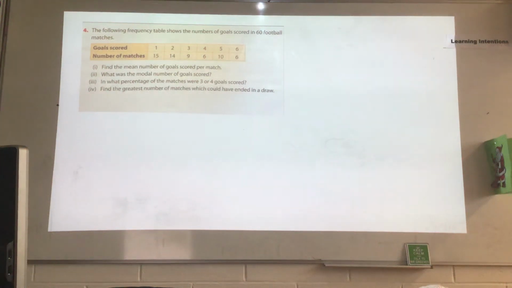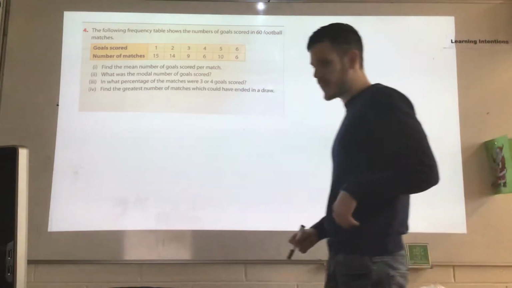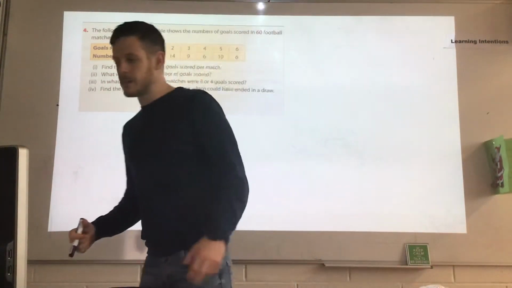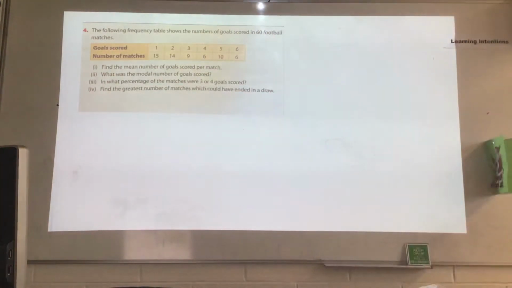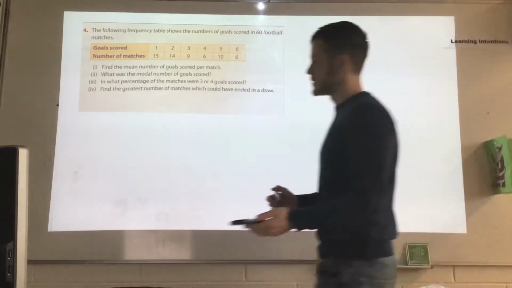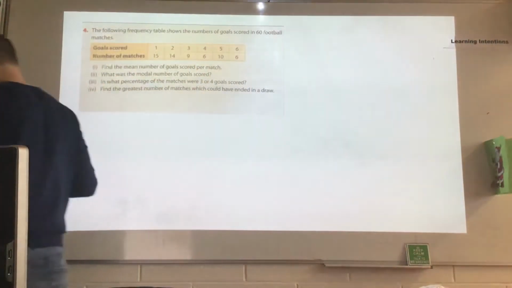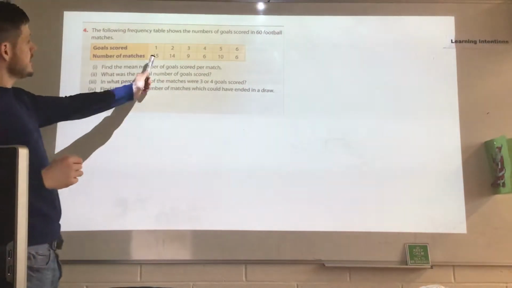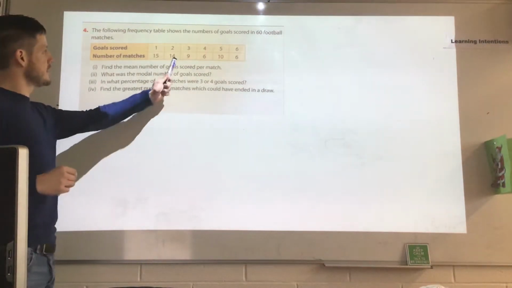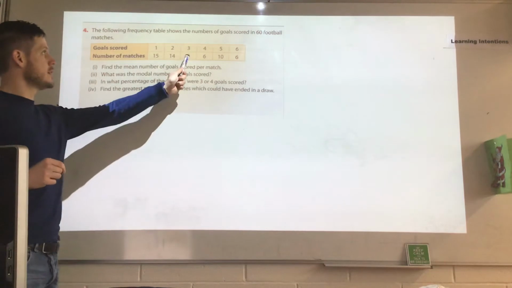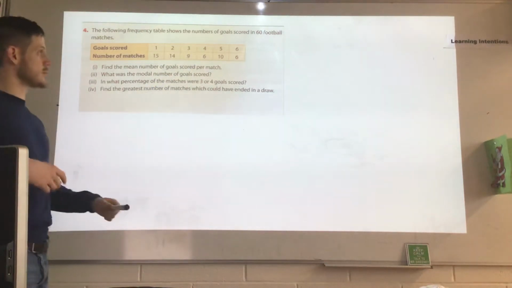Okay guys, so I'm gonna do a question on frequency tables here. Again, the maths of this is not massively difficult, but the way in which it's worded can be tricky at times. So this table here has the amount of goals scored in the number of matches. Basically, in 15 matches, 1 goal was scored. In 14 matches, 2 goals were scored. In 9 matches, 3 goals were scored.